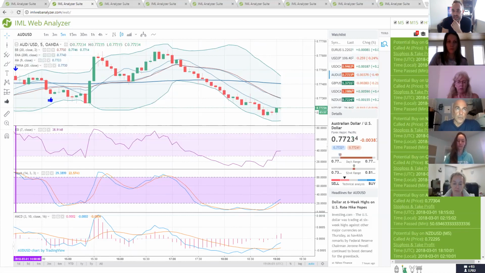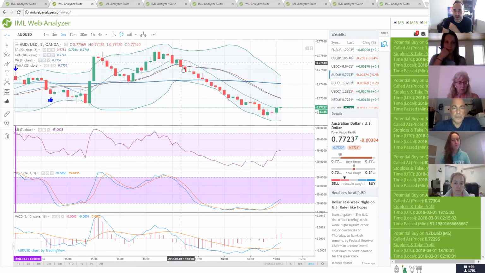Now, this is the Web Analyzer software. So up here, the AUD USD, those letters here, that's a currency pair. So right now on this chart, we're looking at the currency pair Australian dollar USD. Okay. So here you can see the charts going up and down, and green bars going up, red bars going down. So that's the live chart.